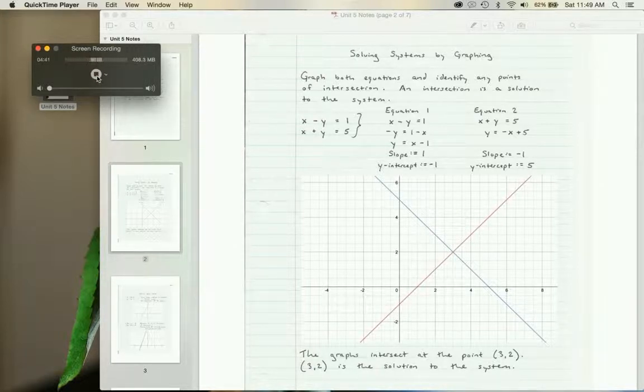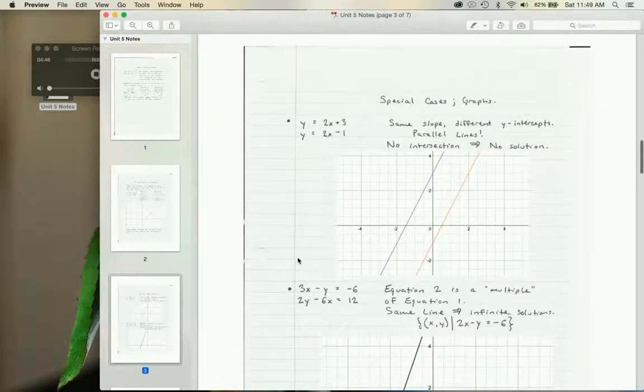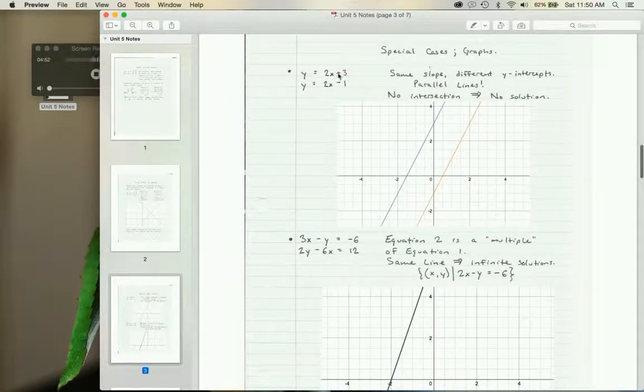Sometimes when we're graphing systems of equations, some funny things can start to happen that might throw you for a loop. So we're going to take a look at some special cases and their graphs. The first one here, y equals 2x plus 3 and y equals 2x minus 1. If this is my system of equations and I'm asked to solve it by graphing, I would proceed the way we did in the previous page of notes. It looks like these equations are both in the form y equals mx plus b already, which is great news. So we could plot them on our graph.